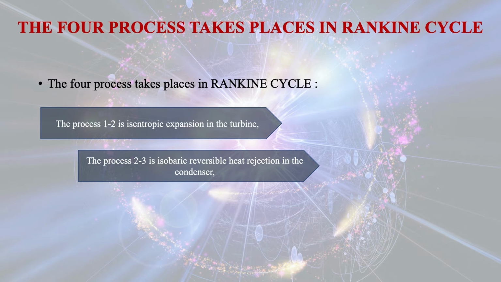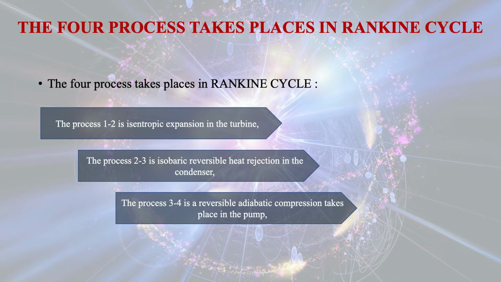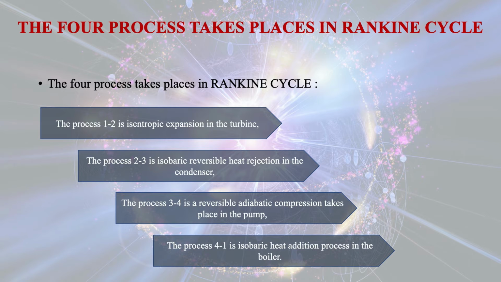So the process 2 to 3 is isobaric, reversible heat rejection in the condenser. The process 3 to 4 is a reversible adiabatic compression that takes place in the pump, and the process 4 to 1 is an isobaric heat addition process in the boiler.